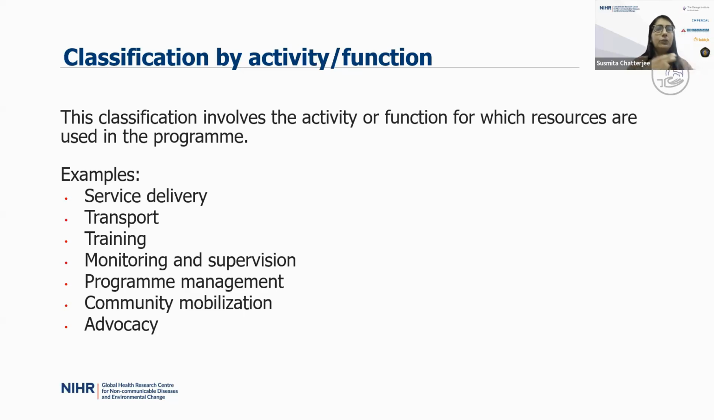So your cost, first thing we said, can be by inputs. What is the capital cost? What is the recurrent cost? Now, your cost can be, what is the cost for doing this activity? What is the cost for doing that activity? So that way also you cost, what we call activity-based costing. This is what we call activity-based costing, okay?